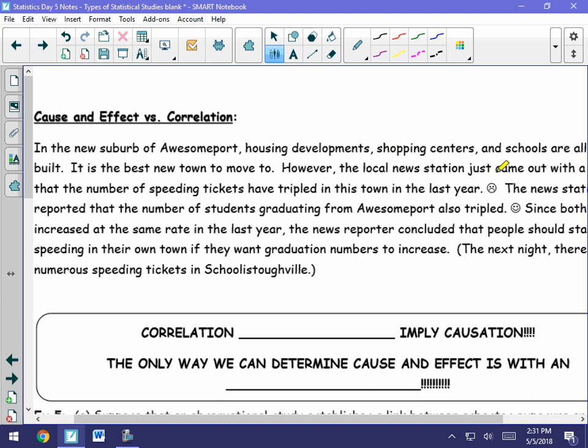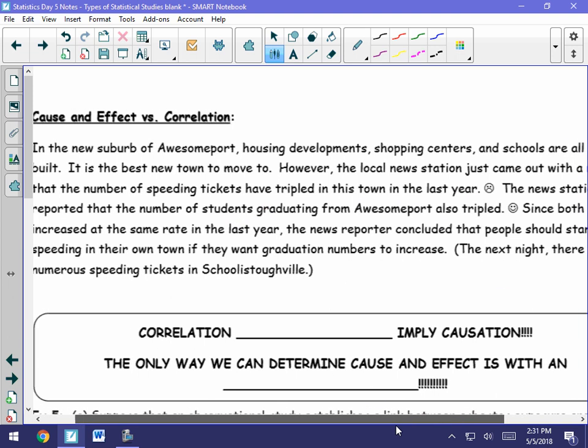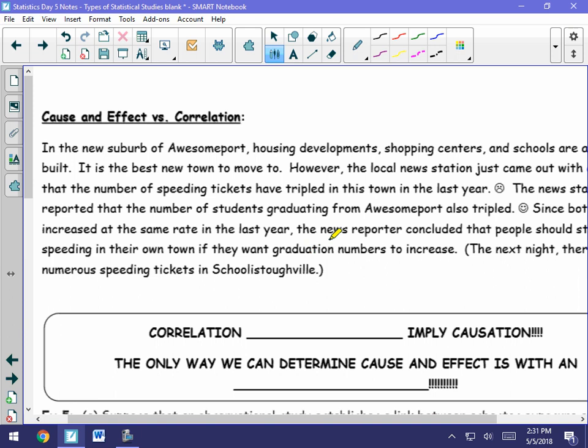However, the local news station just came up with a story that the number of speeding tickets have tripled in this town last year. That is not good news. Okay, the news station also reported that the number of students graduating from Awesomport also tripled. Now that is good news. Since both of those things increased at the same rate last year, the news reporter then concluded that people should start speeding in their town if they want graduation numbers to increase. The next night, there were numerous speeding tickets in school as Toughville.